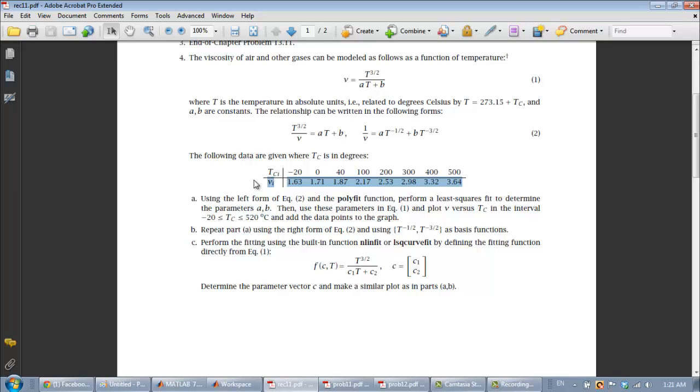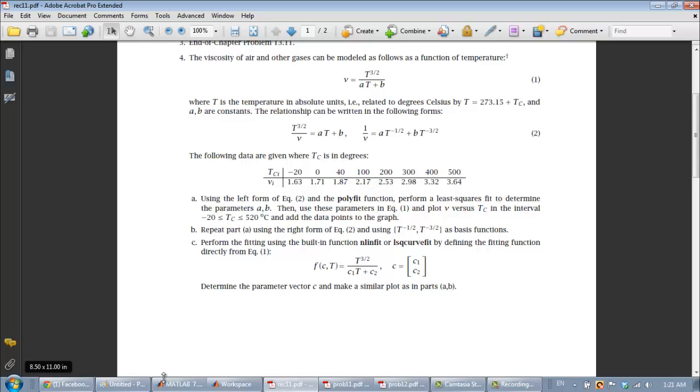Okay, and it wants us to polyfit. So when you're polyfitting, you need to look for the equation here that is a polynomial. So this fails because it does not have integers in the powers. This fails because it is not written explicitly in terms of temperature. This works just fine because you have a first degree here and a 0th degree here. So that's what we're going to use.